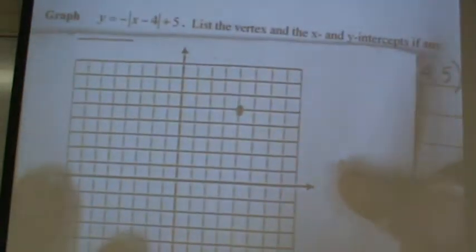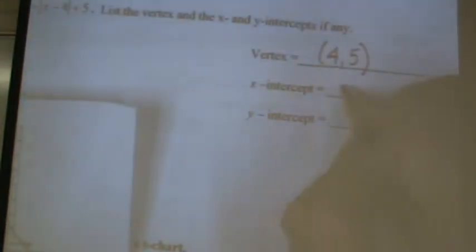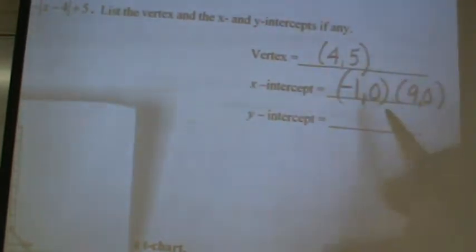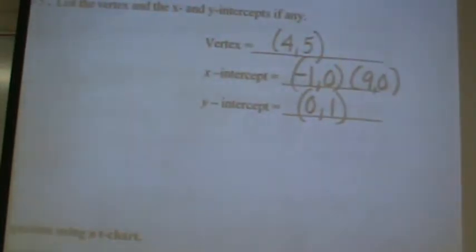Is this gonna look like a Christmas tree or a V? V. You're gonna go over 1, down 1. And can you tell me what the 2 x and y intercepts are? 1 and 9 for the x. Negative 1 and 9. And what's my y-intercept? 0, 1. Easy? Okay.